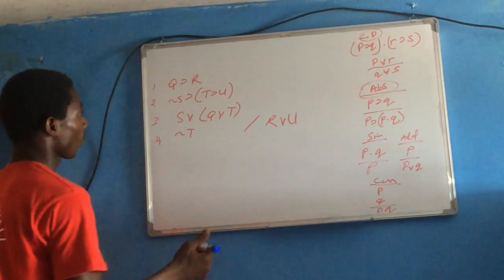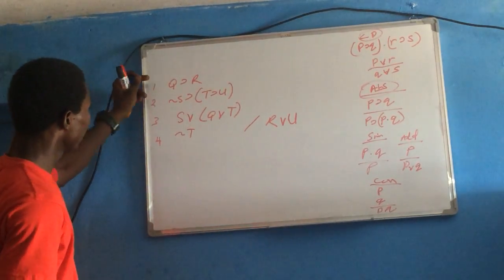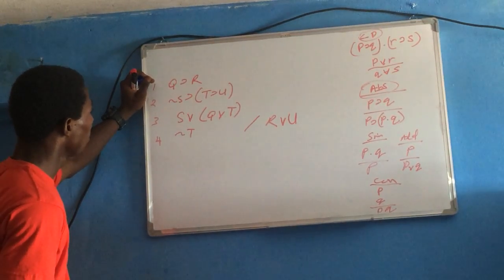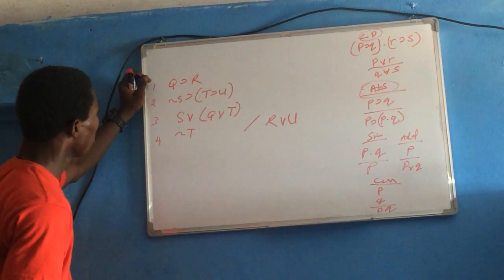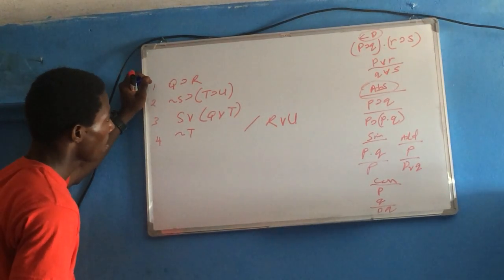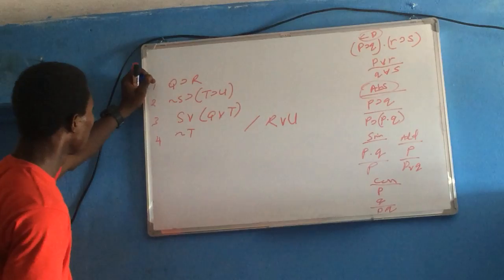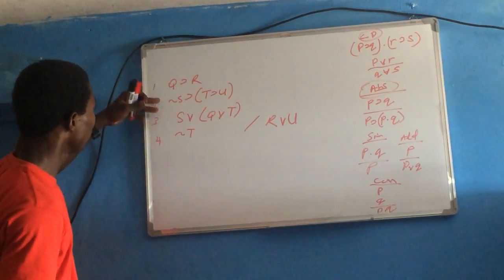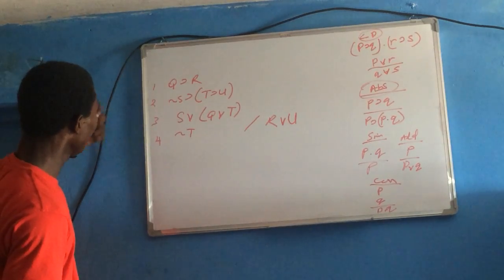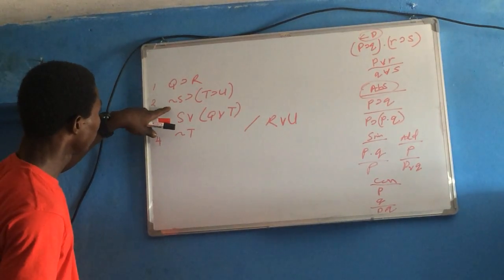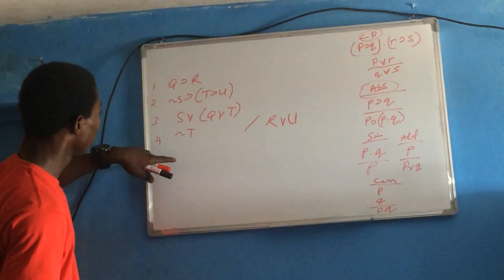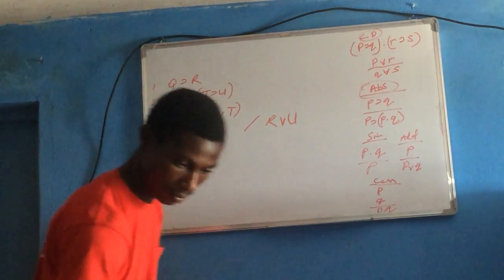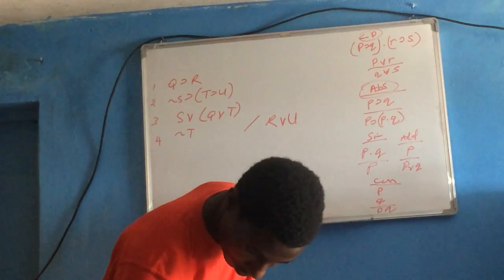Now, we first of all start with, let's see, Q implies R. Or let's say 2 and 4.